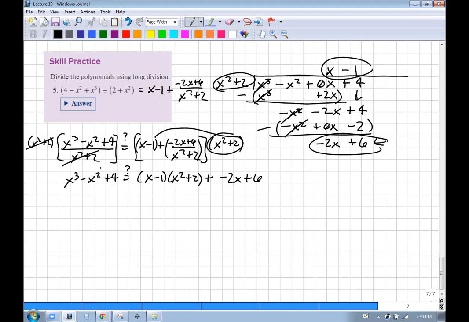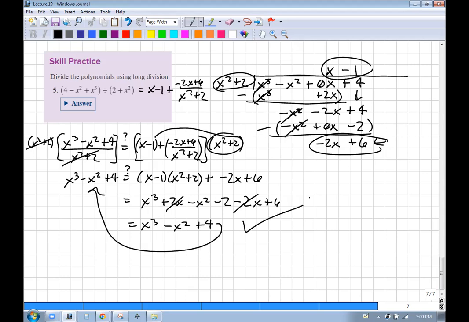Okay? But this over here, there's no parentheses, so let's multiply this thing out. We have an x times an x is an x cubed. An x times a 2 is a 2x. A minus x squared and a minus 2. Another minus 2x and a 6. We got x cubed here, a minus x squared. 2x minus 2x goes away. A minus 2 and a 6 gives us 4. And that is the same as the other side. We know we got it right.